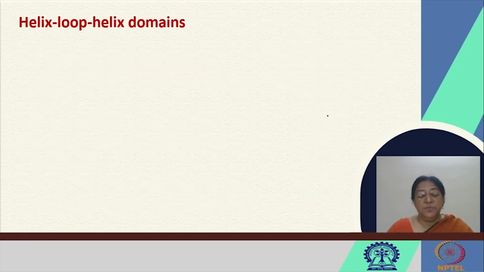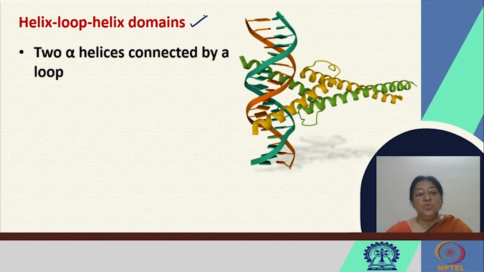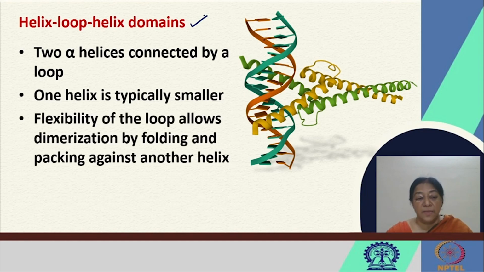The last type of domain, or one of the domains that we will be looking at now, is the helix loop helix domain. We looked at the helix turn helix domain, and as the name specifies here, this is a helix loop helix domain. In this case, the two alpha helices are connected by a loop. One helix is typically smaller than the other one, and the flexibility of the loop allows a dimerization by folding that packs against the other helix.